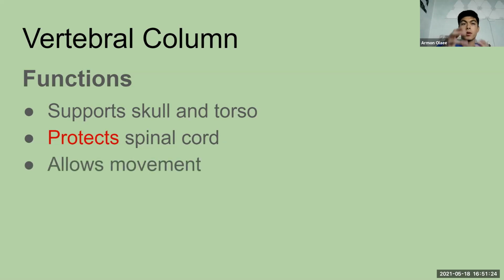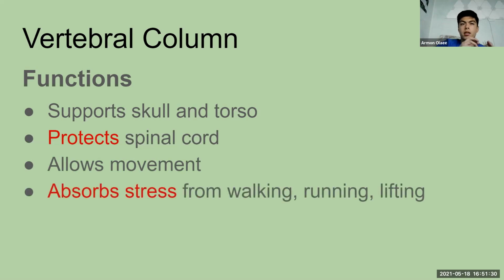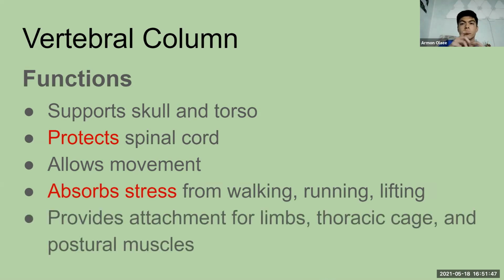It also allows movement because of the spinal cord and all the nerves going to your muscles. And it absorbs stress from walking, running, and lifting, which is very big. It does this through the intervertebral disc, which we'll talk about in the next slide. It also provides attachment for limbs, the thoracic cage, and your postural muscles. So these limbs, like your appendicular skeleton, your costal muscles, which are the muscles around your rib cage, and these are also your postural muscles that support your skull and torso, just like how your vertebral column does, and it allows you to maintain good posture as you go about your everyday tasks.